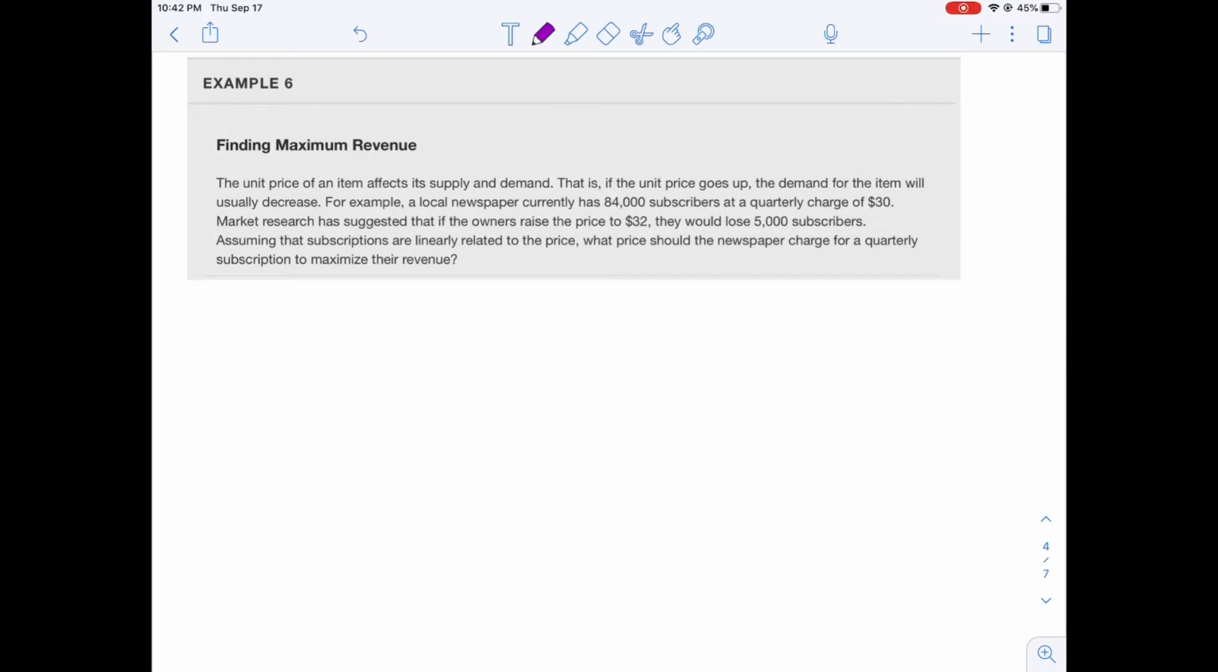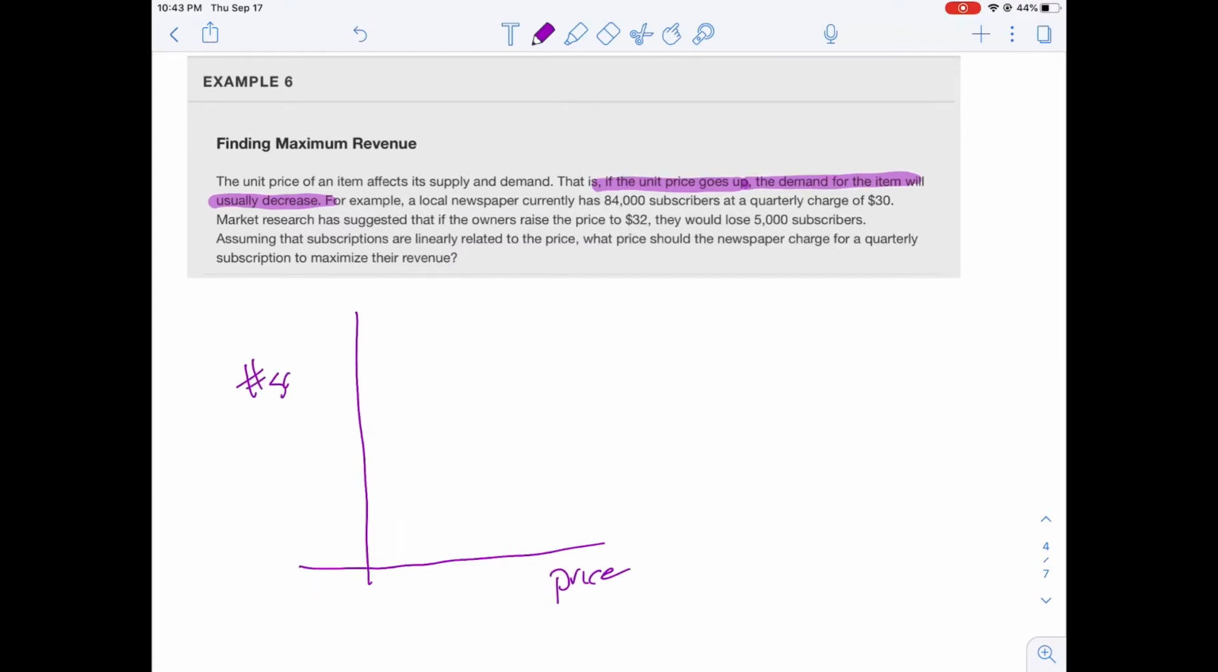So I wanted to show you an example of where quadratic functions come up naturally, and how to use those ideas of the symmetry and the vertex to solve certain problems. So let's say we want to know: if the price of something goes up, the demand for that item will usually decrease. That's just a kind of general rule. And so what we can do is draw a little graph for the price and the number sold, the demand.